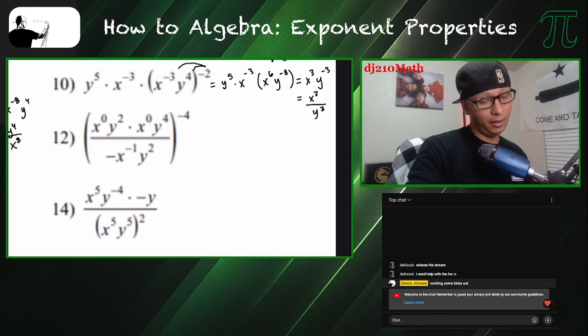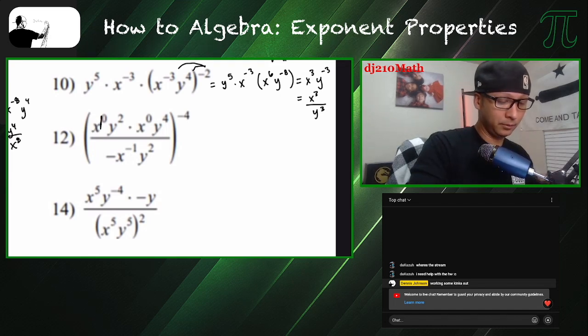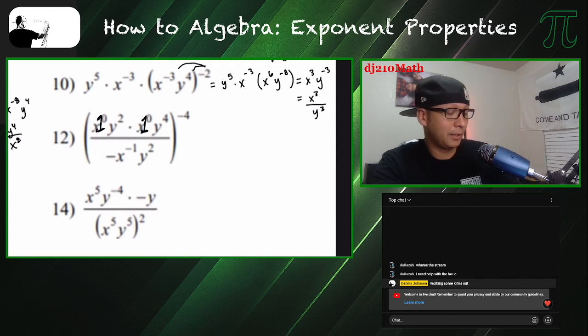So number 12. Anything to the 0 power is 1. So that is by far my favorite property. So these basically just go away, right? Ones can be invisible all day.